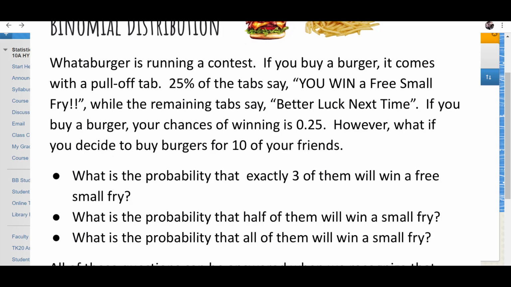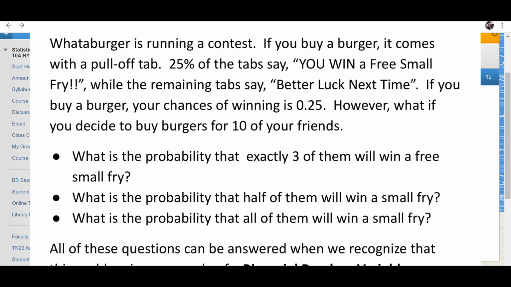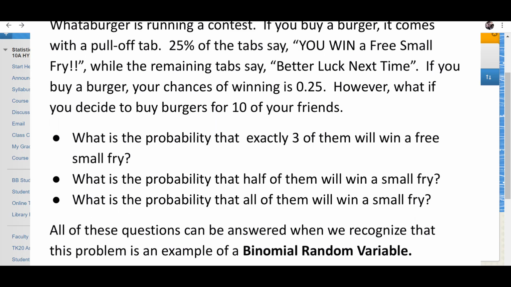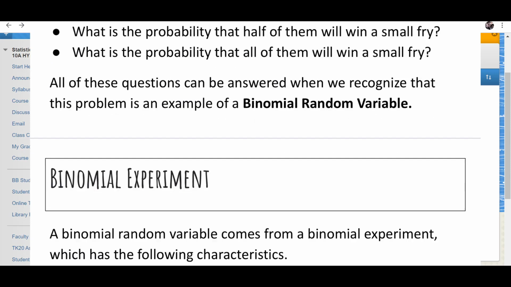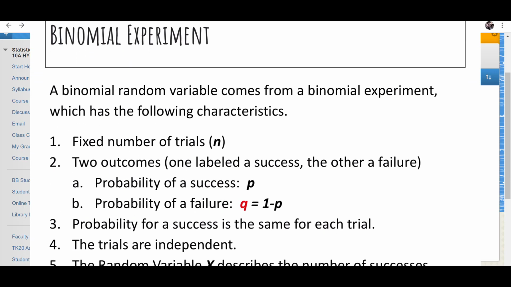However, what if you decide to buy burgers for 10 of your friends? What is the probability that exactly 3 of them will win a free small fry? What's the probability that half of them will win a free small fry? What's the probability that all of them will win a free small fry? All of these questions can be answered when we recognize that this problem is an example of a binomial random variable. So what is a binomial random variable?